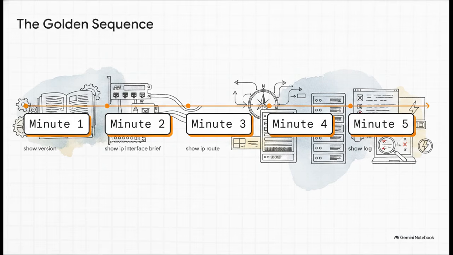Minute 1, show version for uptime and reload reasons. Minute 2, show ip interface brief to scan all interface states. Minute 3, show ip route to confirm your paths. Minute 4, show running-config to review the active setup. And minute 5, show log to surface recent security events or flaps. Run this in order every single time, and you've got the complete picture.